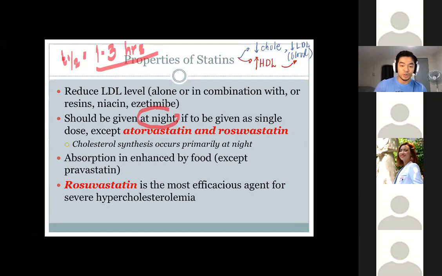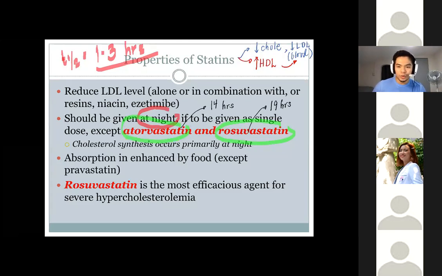However, we have exceptions. So this include atorvastatin and rosuvastatin. Note that atorvastatin and rosuvastatin are said to be long-acting statins. Why? Because ang half-life nila ay matagal. Okay, matagal. Kaya long-acting sila. Say for instance, for atorvastatin, its half-life is 14 hours. And then ang rosuvastatin, its half-life takes about 19 hours. So with this being said, ano ang ating inference?